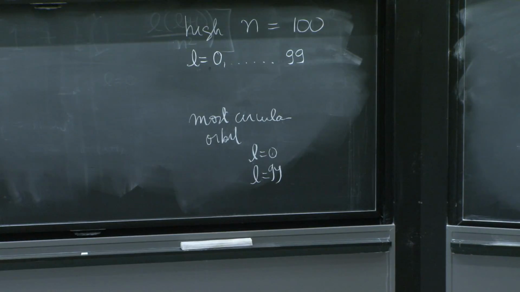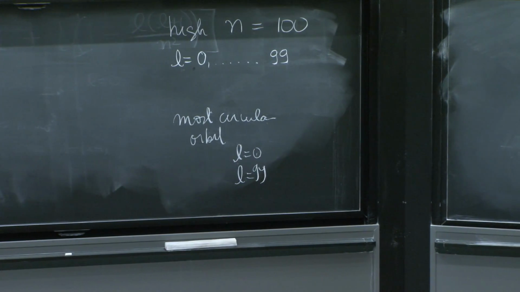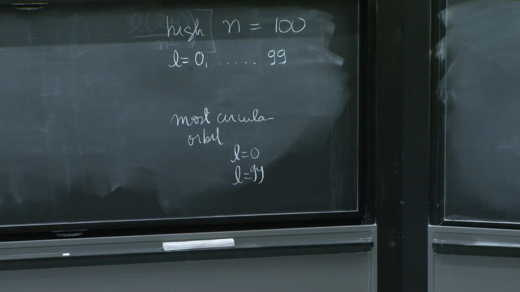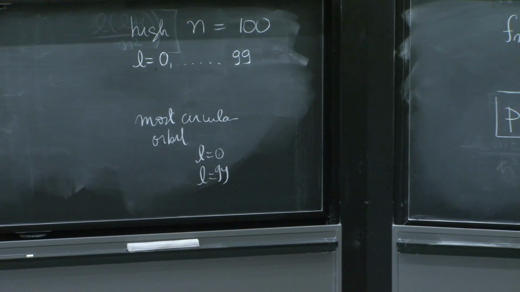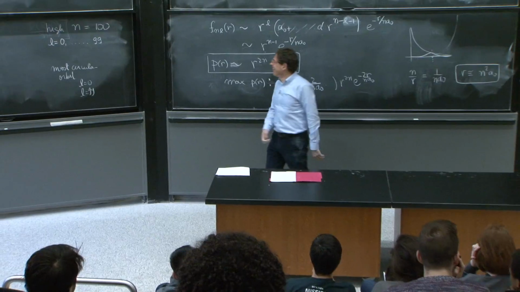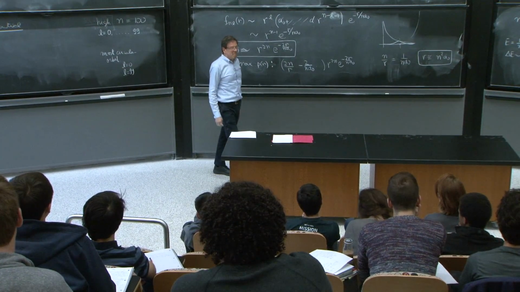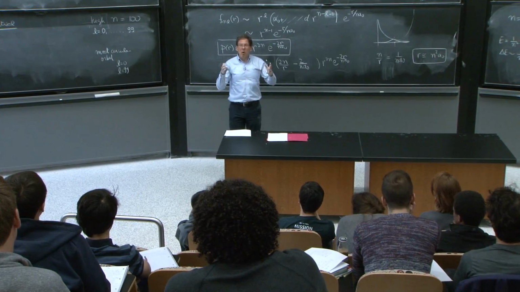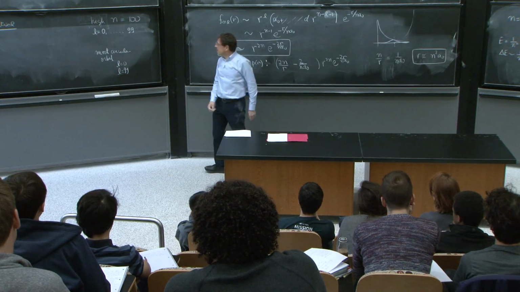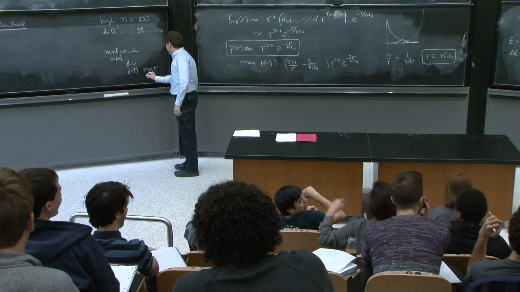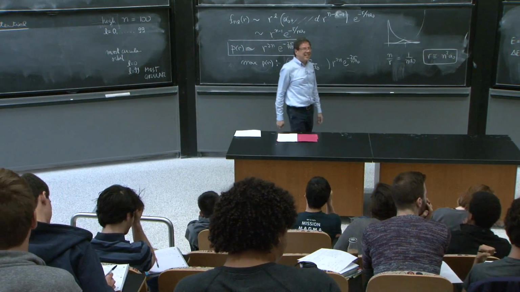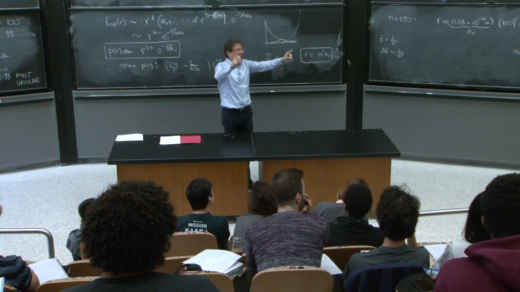Who votes for L equals 0 for the most circular orbit? We have about half of the people, a little bit more than half. Okay, who votes for L equals 99? Okay, this is funny because we all associate most circular with L equals 0, spherically symmetric, but it's wrong. This is the most circular. But yes, L equals 100. You cannot reach L equals 100.